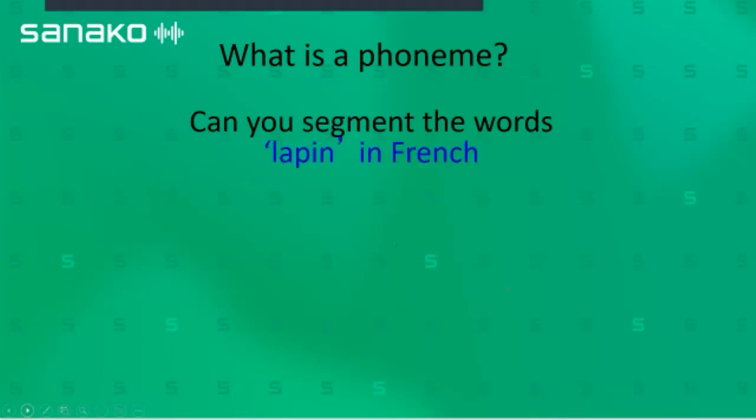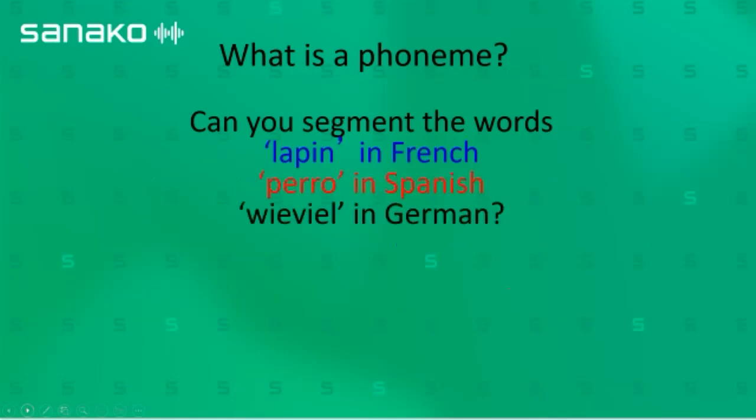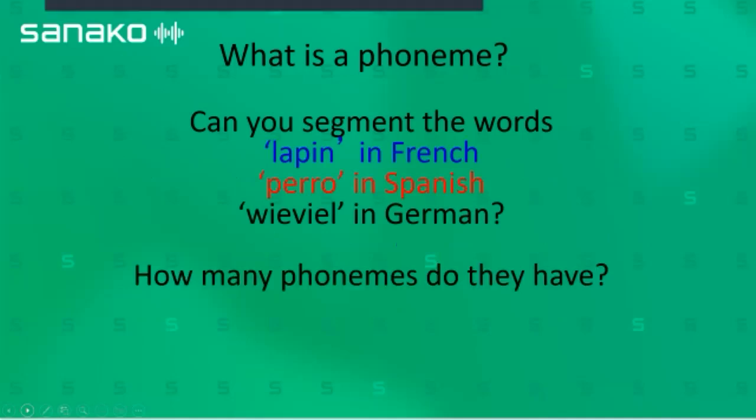So, can you segment the words lapin in French, perro in Spanish and vifil in German, and tell me how many phonemes each has? You might want to pause this video and have a think if this is part of your training. Well, we have 4 for lapin, 4 for perro, and 5 for vifil.